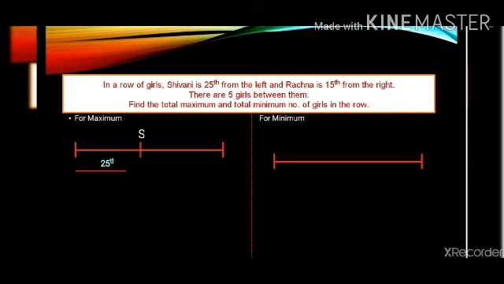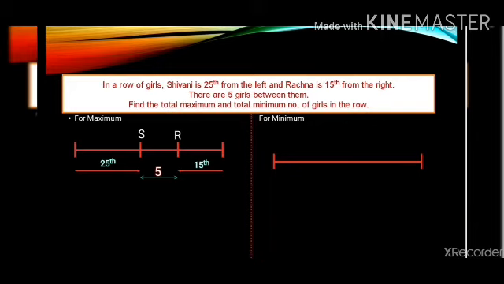In a row, Shivani is 25th from the left. So for maximum, I'll draw the situation first. I'm taking Shivani's position as 25th from the left and Rachna's position as 15th from the right. In the question, I have been given that there are 5 people in between them. Okay, I'll draw 5 people in between S and R. Now, I can calculate the total number of people in this row.